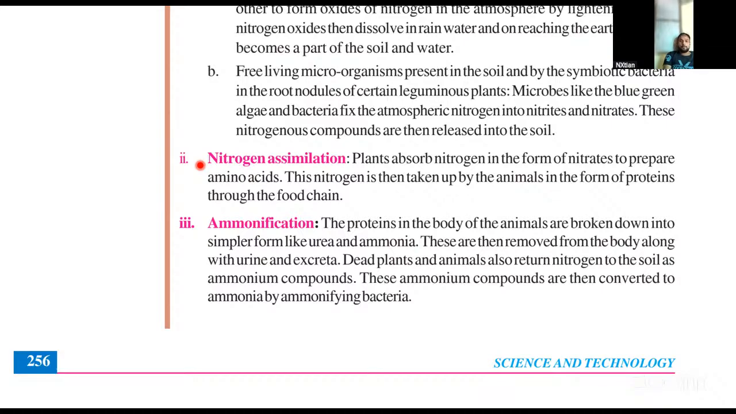So from peptone to amino acid, which enzyme will work on that? Trypsin. Yeah. And from where does it come? It comes from the pancreas. Very good.